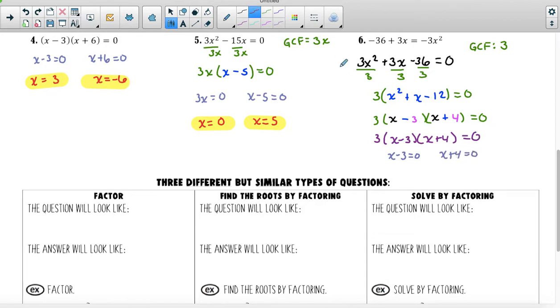And now I will solve. I'll add 3 to both sides, so I'll have x equals a positive 3. And I'll subtract 4 from both sides, so I'll have x equals negative 4. So our two solutions here are x equals positive 3 and x equals negative 4.